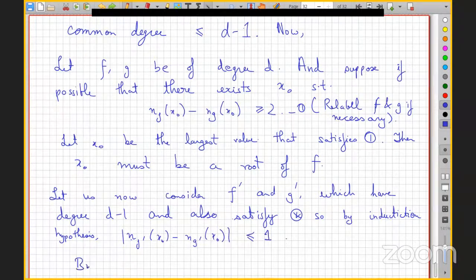But what is this n_f'(x naught)? Now, x naught is a root of f. Sorry, Piyush, why did you get the less than or equal to 1 now? By the induction hypothesis, because they are of degree d minus 1. Right? So we know that the roots of f prime and g prime actually interlace, right?